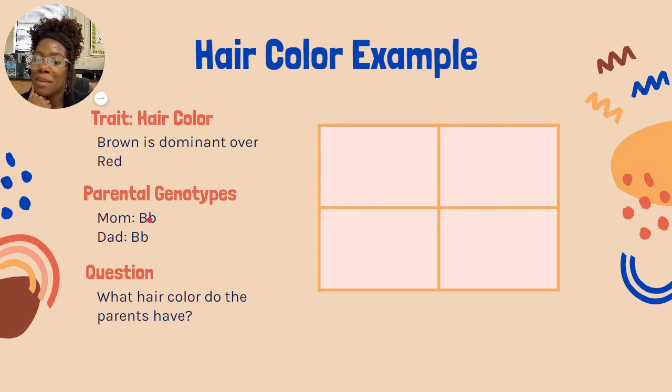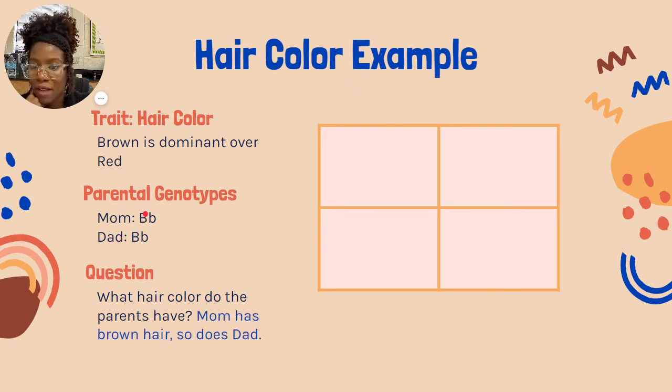We have mom, who is big B, little b, and we have dad that is big B, little b. So they're both heterozygous, right? Because they have big B, little b. So the first question is, what hair color do each of the parents have? What hair color is mom? What hair color is dad? Well, they both have a dominant, and we know that brown is dominant, so they both have brown hair.